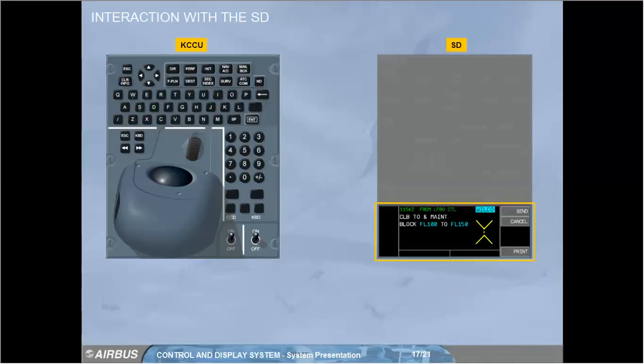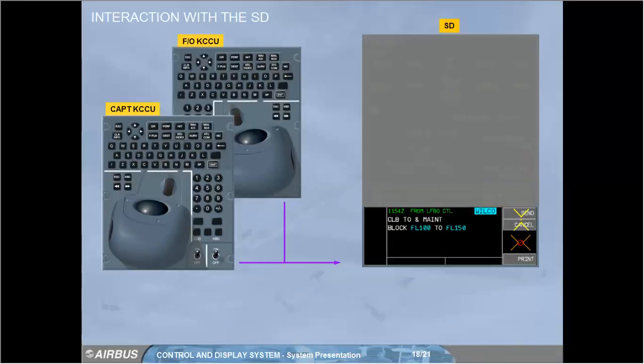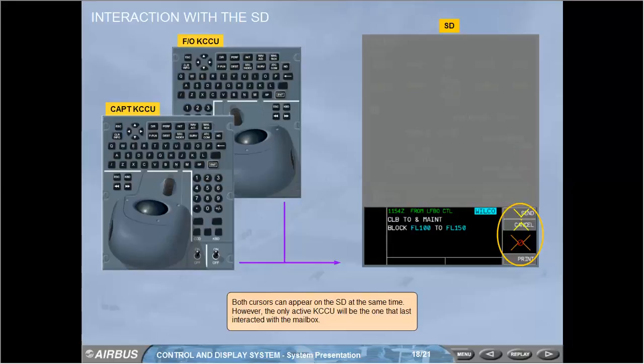The ATC mailbox is the only interactive part of the SD. The flight crew uses the KCCU to select and send messages to the ATC, and select and read messages from the ATC. Both cursors can appear on the SD at the same time. However, the only active KCCU will be the one that last interacted with the mailbox.